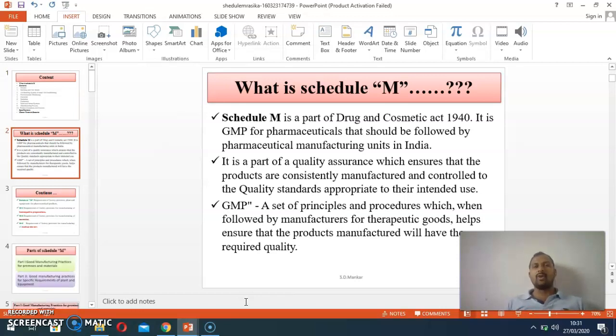formulations. Schedule M is a part of the Drugs and Cosmetics Act 1940. It is the GMP for pharmaceuticals and should be followed by pharmaceutical manufacturing units in India. Also, it is a part of quality assurance which ensures that the products are consistently manufactured and controlled to the quality standards appropriate to the intended use. So we can define GMP as a set of principles and procedures which, when followed by manufacturers of therapeutic goods, helps to ensure that the product manufactured will have the required quality.